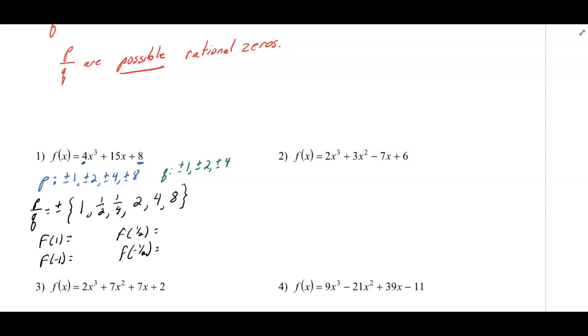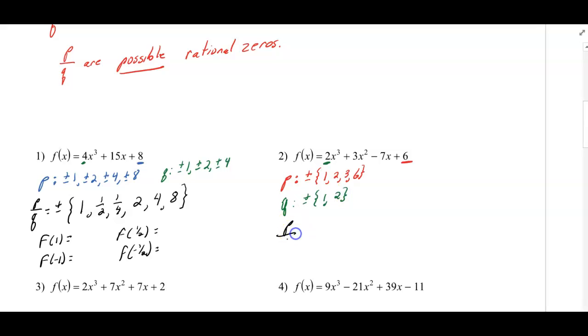Problem number 2. Let's just do one more together. So the P's are going to be plus or minus, and I'm going to just put that in front, 1, 2, 3, and 6. So that's the factors of the 6. The Q's are the factors of 2. So plus or minus 1 or 2.